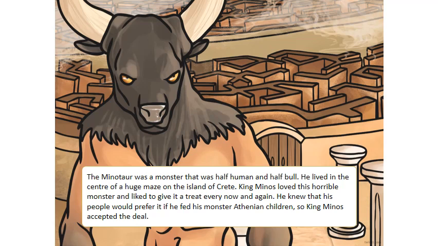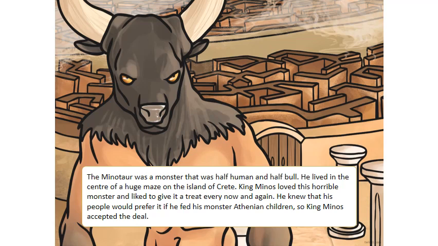Okay, so now here it gives you the description of the Minotaur, that he was half human and half bull, and he lived in a huge maze. Now, again, the definition of maze is on the knowledge organizer. Okay, and he was like a pet to King Minos. The Minotaur was actually like a pet to King Minos, and he liked to give him a treat every now and then. And of course, his people wouldn't want to feed their own children to the Minotaur, so he knew that his people would prefer if he fed the monster Athenian children.